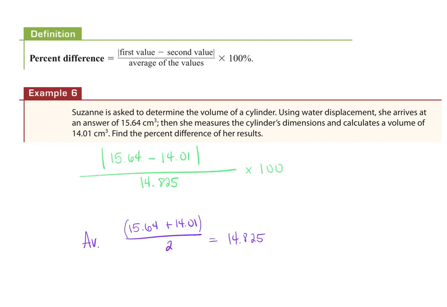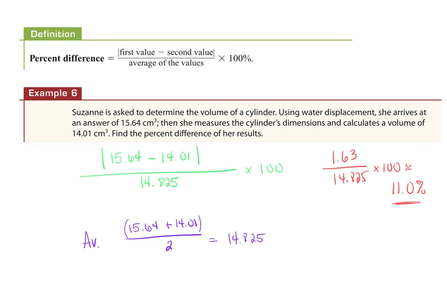When you subtract these, by the way, you get 1.63. It's positive, and the absolute value is going to be positive there. Then you divide by the 14.825, multiplied by 100, and they rounded to 11%. 11% difference, okay? So this is like a precision. They want to see how precise you are.